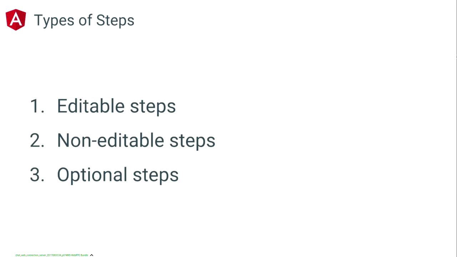Also, for the steps themselves, there are 3 different types. There's the editable steps, which means people can go back to the form that they've already completed and submit a new response. And the second is the opposite, the non-editable steps, which means if you complete the step once, then you can't go back to the step and resubmit the response. And then there's the third step, which is the optional step, which means people can either choose to complete the step or choose not to complete the step.